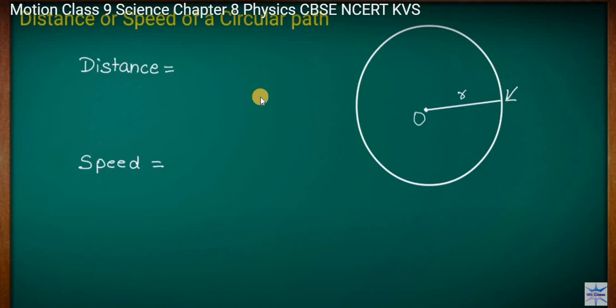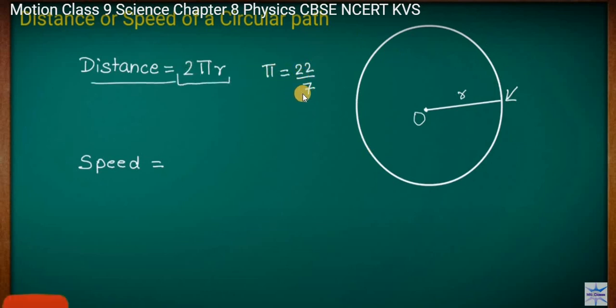So if we want to calculate the distance of this circular path, the formula of the circumference is 2 pi r, where pi is equal to 22 divided by 7. Suppose the object moves one time and covers this whole circle. Whatever distance is covered by the object is 2 pi r. As we know, the formula of speed is distance divided by time taken. So it is 2 pi r divided by t.